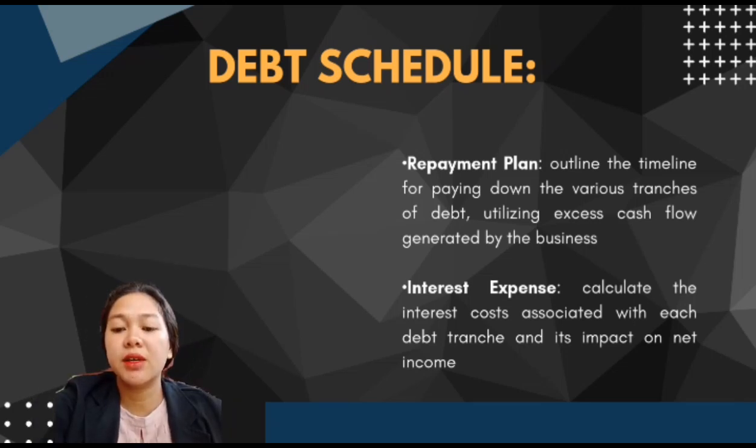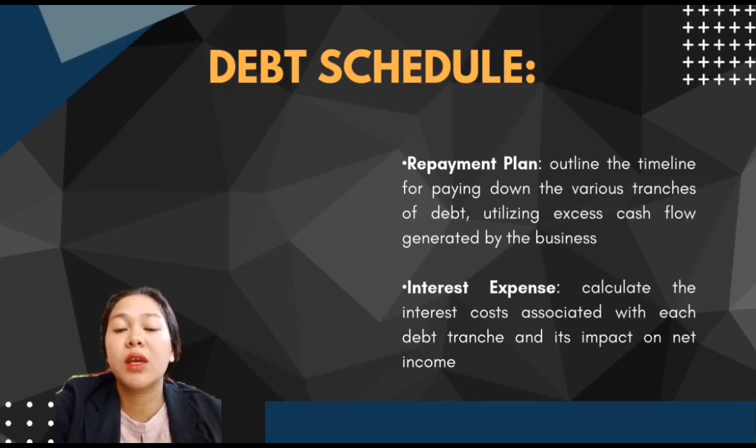Second is interest expense. Interest expense calculates the interest cost associated with each debt tranche and its impact on net income. The interest rate is the cost the borrower incurs for using borrowed funds, representing the amount of interest on their debt. It's a non-operating expense, meaning it's not directly related to the company's business activity. Essentially, it's the price of borrowing money, paid to a lender for the privilege of using their money.